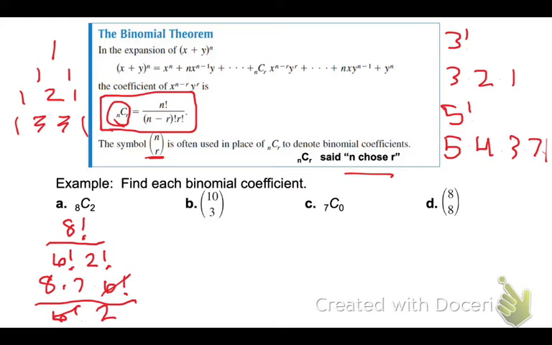8. How many times? 4. So 4 times 7 is? 28. What happened to the factorial of the 2? Well, it's 2 times 1. Oh, okay. So it's 2.